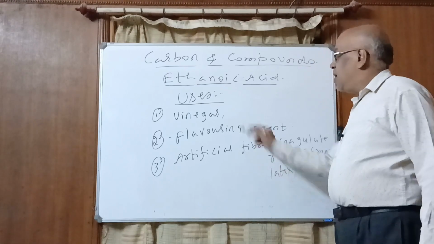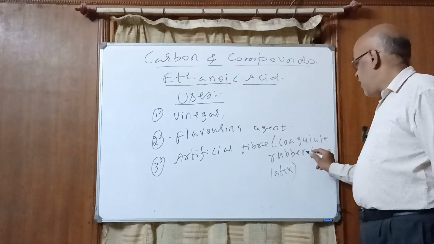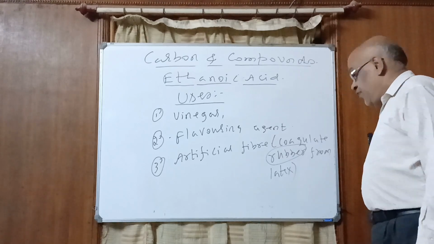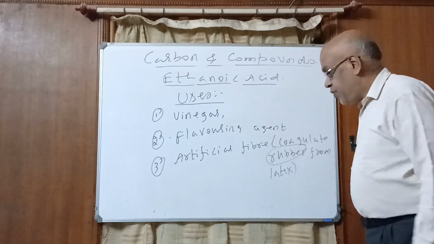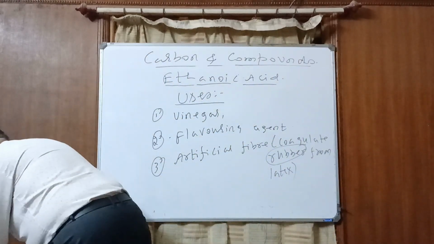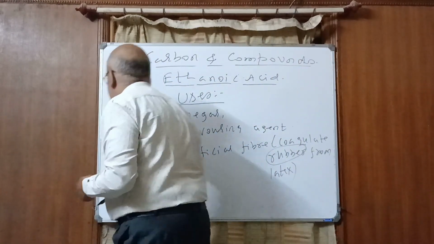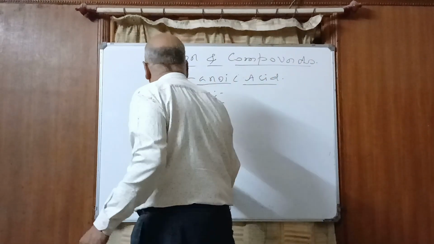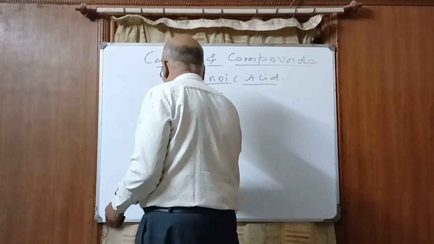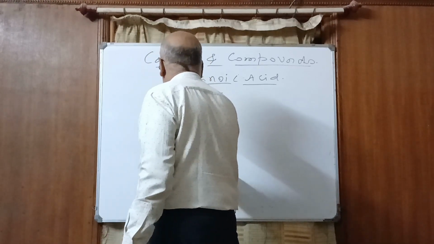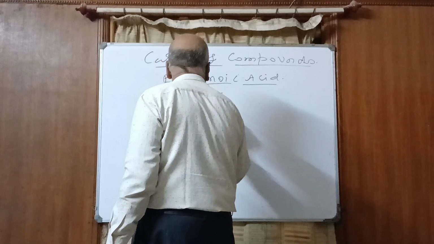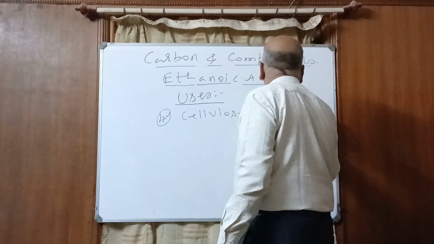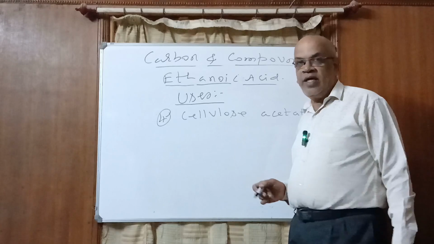Or you can say ethanoic acid is used in the coagulation of rubber, which is made from latex. Understood children? Fourth one, important point children. It is used in the manufacture of cellulose acetate. Cellulose acetate. These are the 4 uses of ethanoic acid.